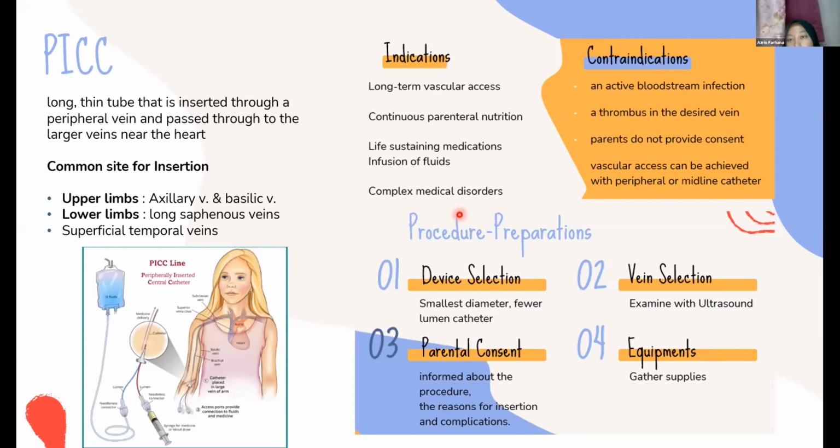It is contraindicated in patients who have active bloodstream infection, patients with a thrombus in the desired vein, whenever parents do not provide consent, and when vascular access can be achieved with a peripheral or midline catheter. So in these circumstances, we should avoid using the PIC line.